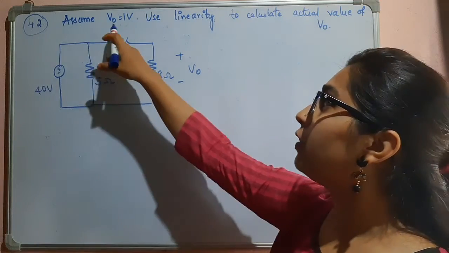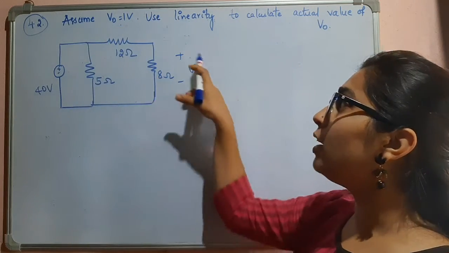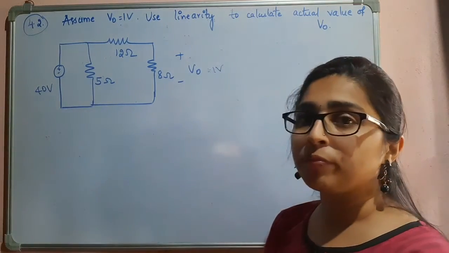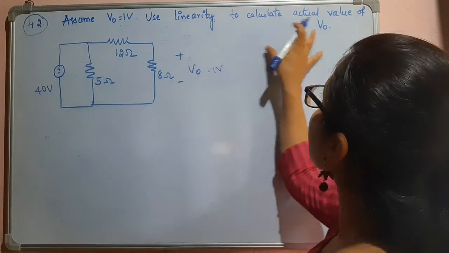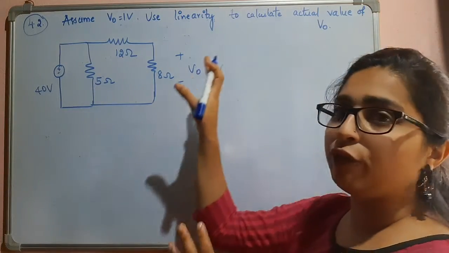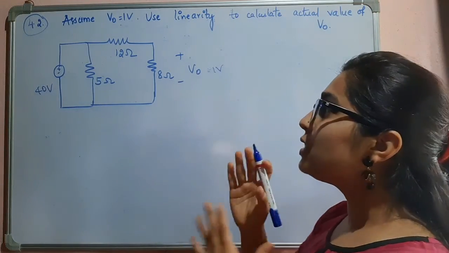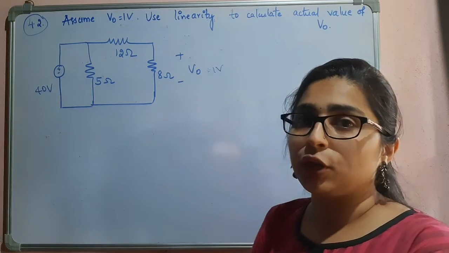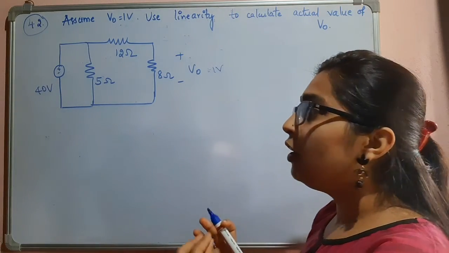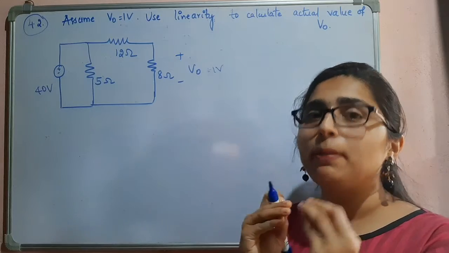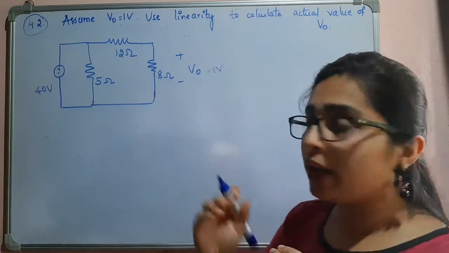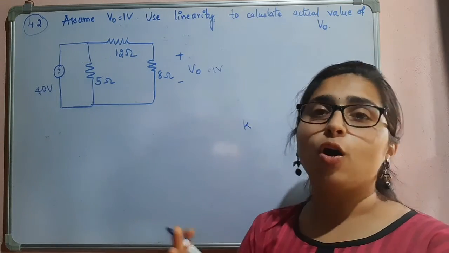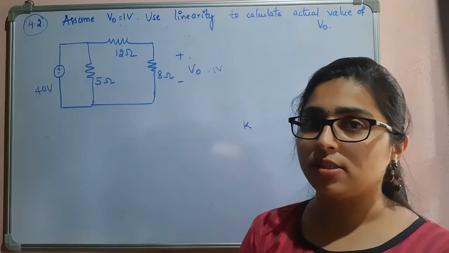So here they have asked us to assume V0 as 1 volt. So first we will assume this as 1 volt, and then we have to calculate the actual value of V0 itself. First, let us see what we are going to apply in this question. You know that when an input is multiplied by some constant k, the output also will be multiplied by the same constant.